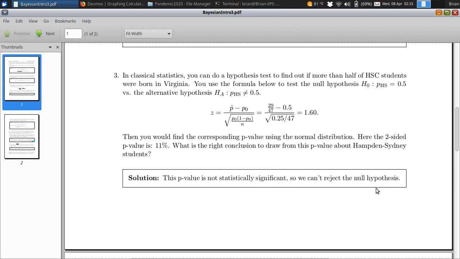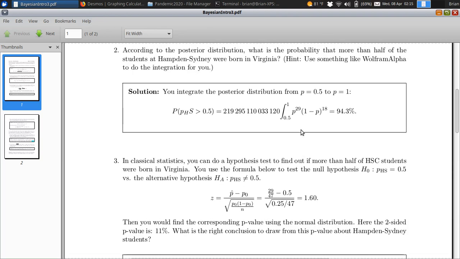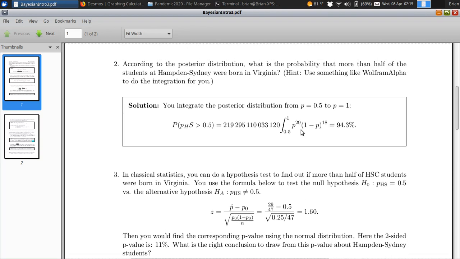So basically, if we're doing classical statistics, at this point we would just shrug our shoulders and say, I don't know, the test is inconclusive. We can't tell if more than half of Hampden-Sydney students were born in Virginia. And that's much less than we're getting out of the Bayesian statistics approach.